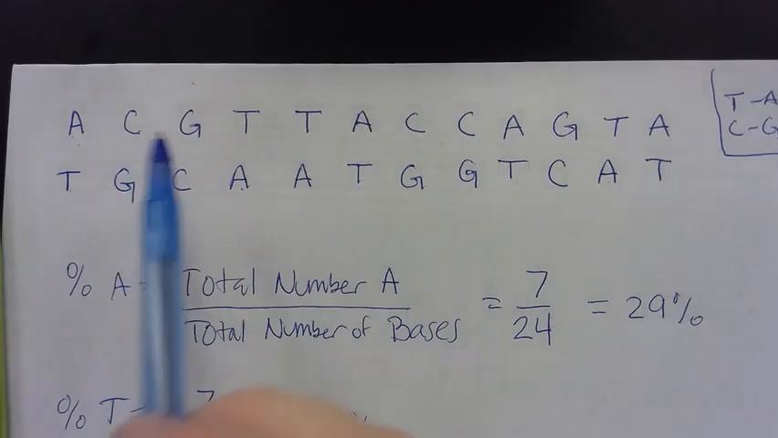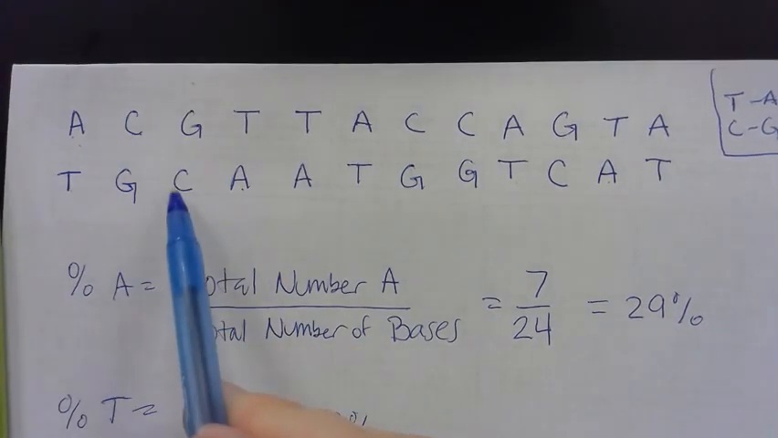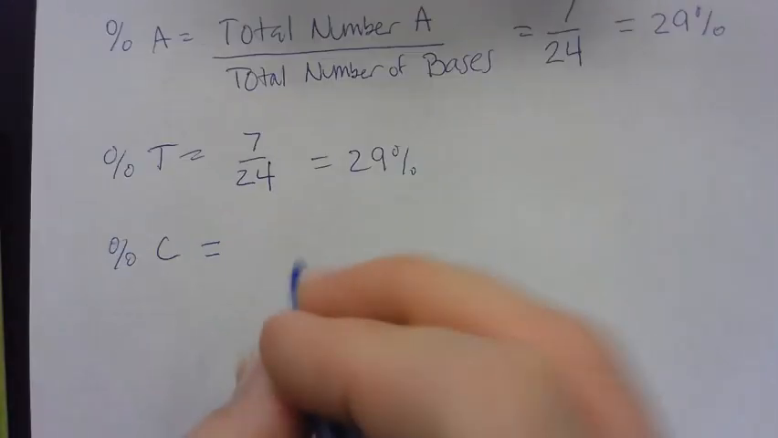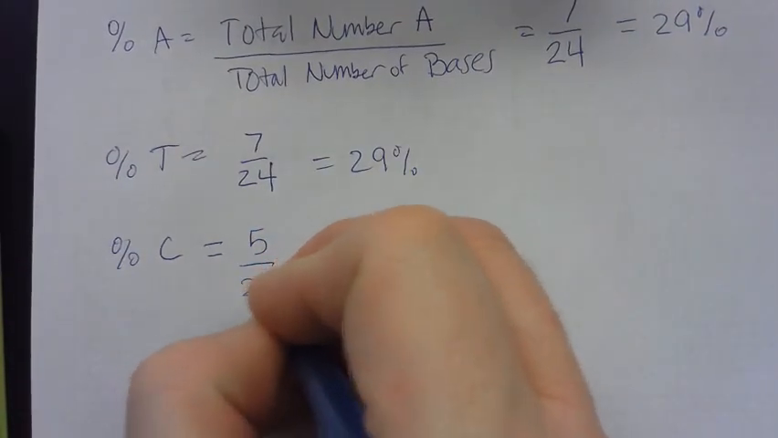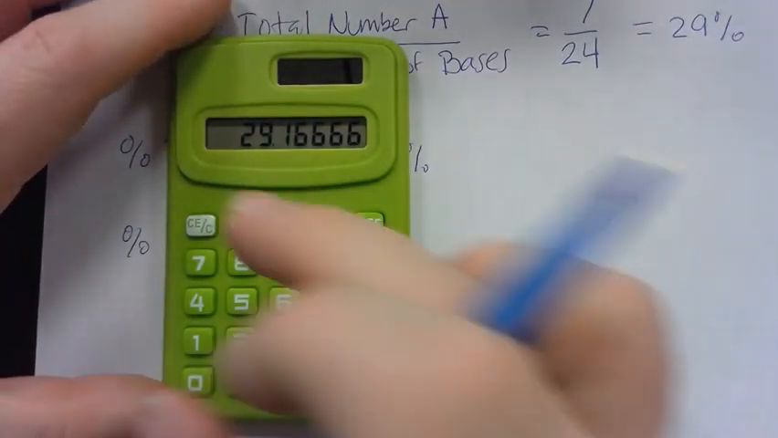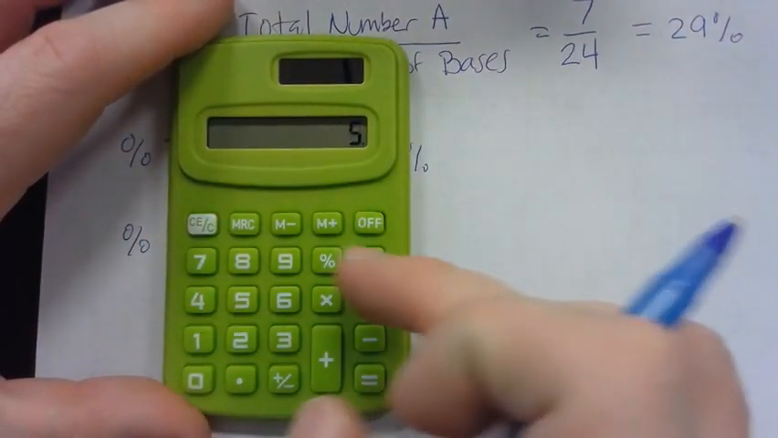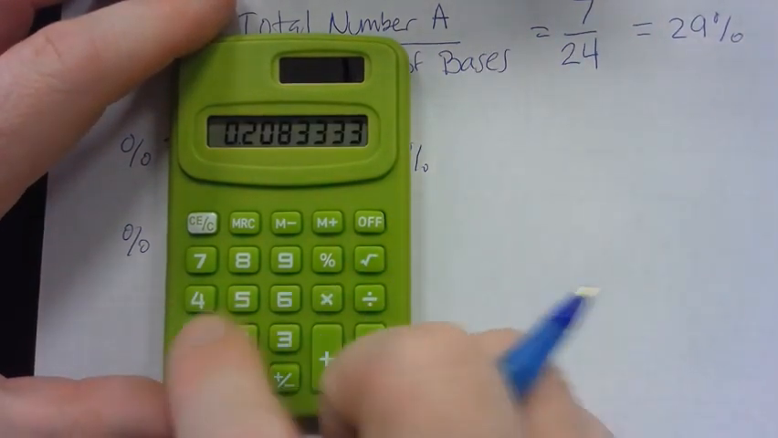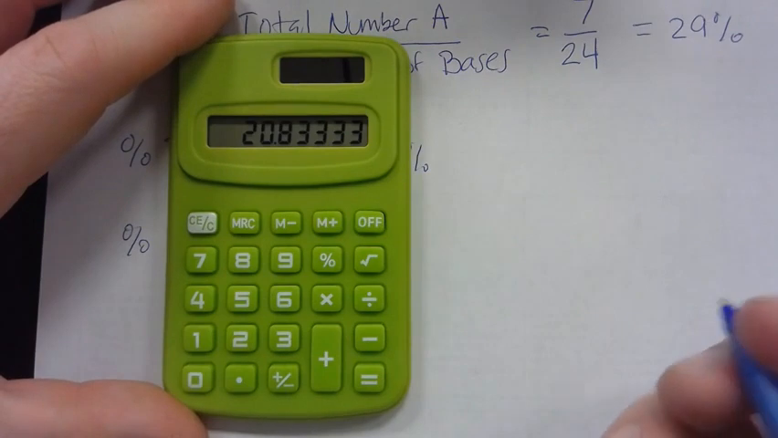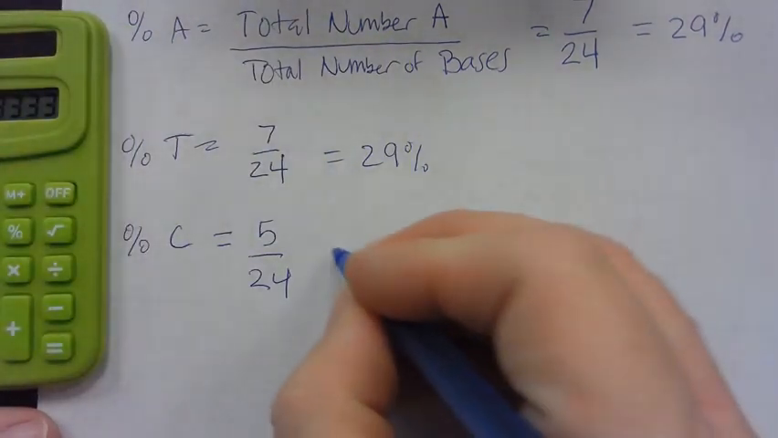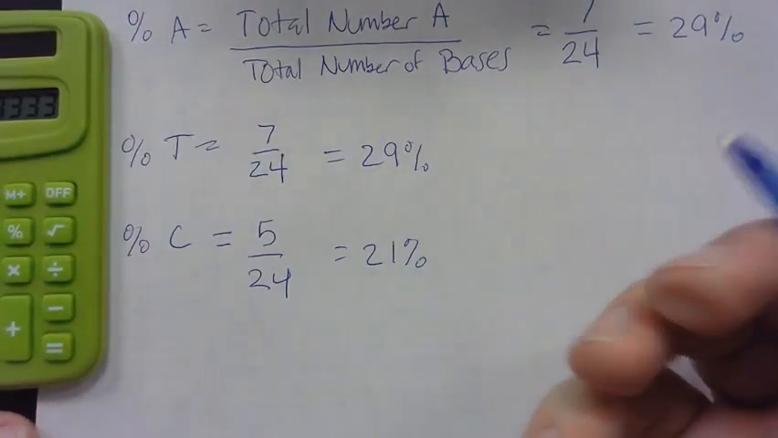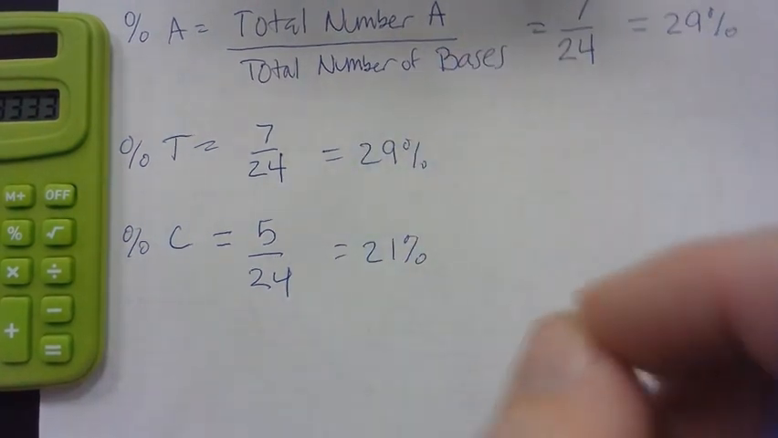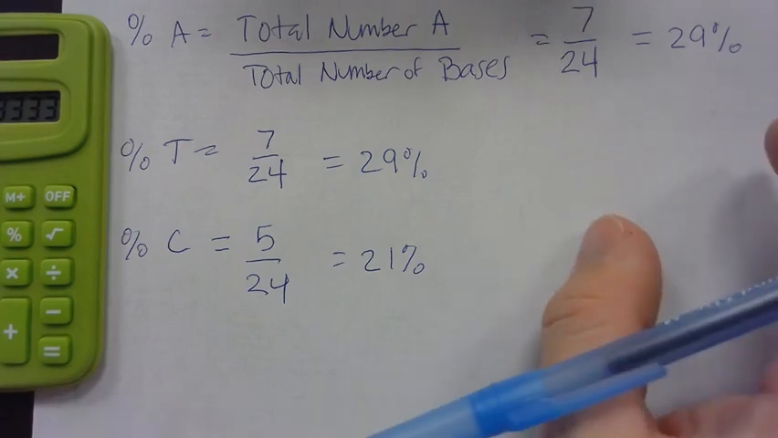Let's look at the percent C. So again, I come up to here, I count the number of C's. 1, 2, 3, 4, 5. Only 5 of them this time. There's still 24 bases. And so again, come over to your calculator and do 5 divided by 24, and take that times 100. And I get 20.8. I'm going to round this to 21%. Again, this may equal over 100% because I'm rounding the numbers, and that's okay. We'll deal with that later.